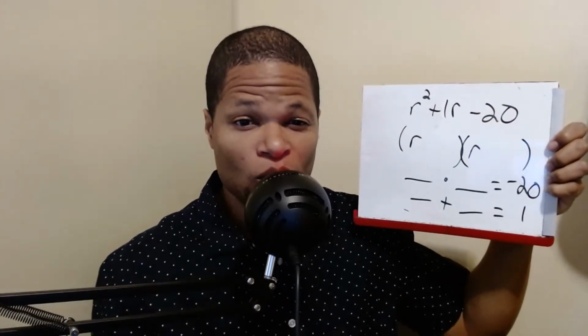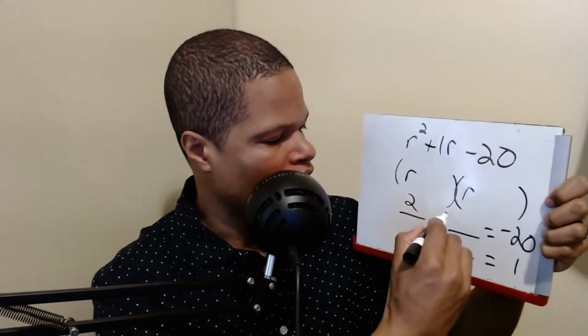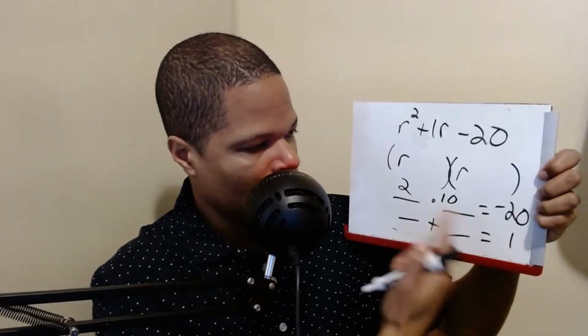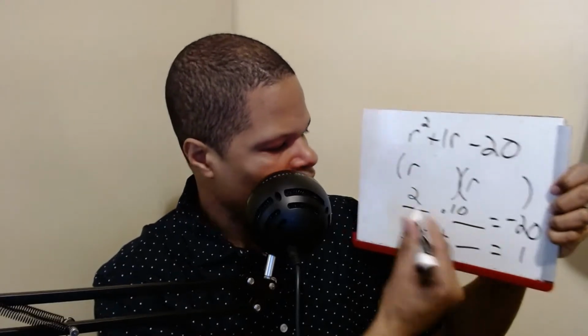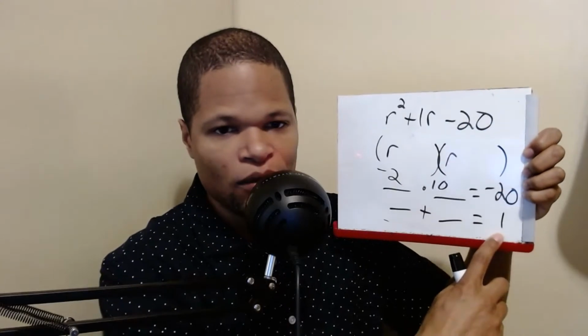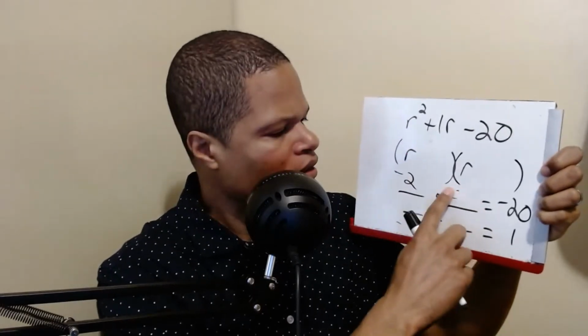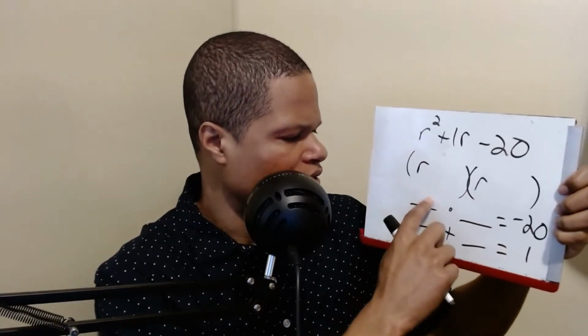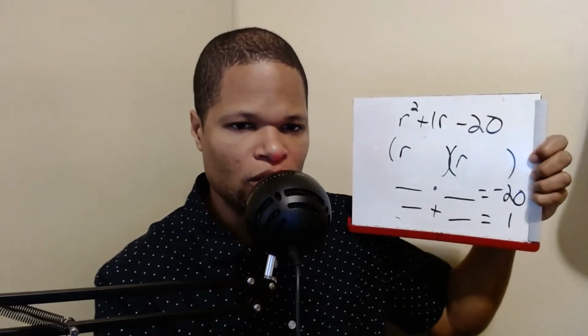You got to think about it. Would 10 and 2 work? I don't know. Let's try 10 times 2. Well, that multiplies to 20, but it needs to be negative 20, maybe negative 2. I don't know. But if I add that, it doesn't equal 1. That equals positive 8. So sometimes you just have to try something and test it. That didn't work. What else gives me 20?